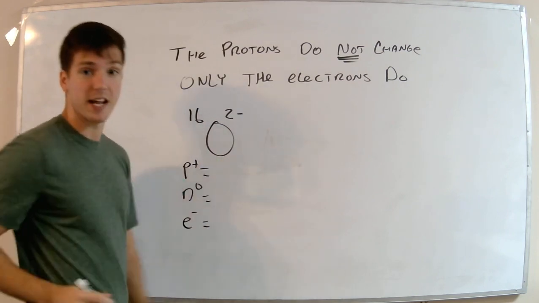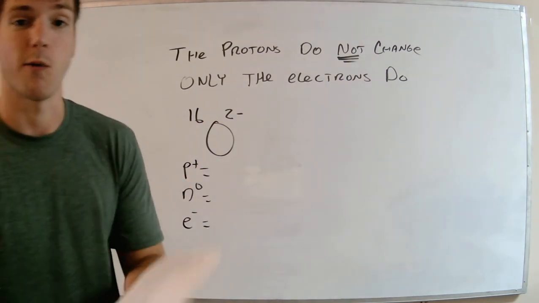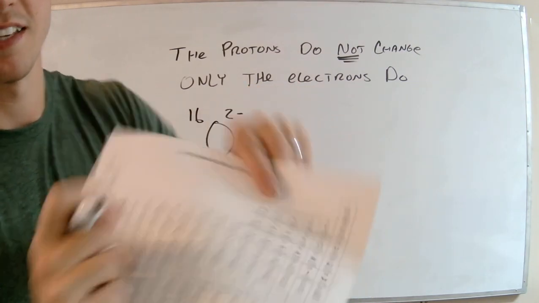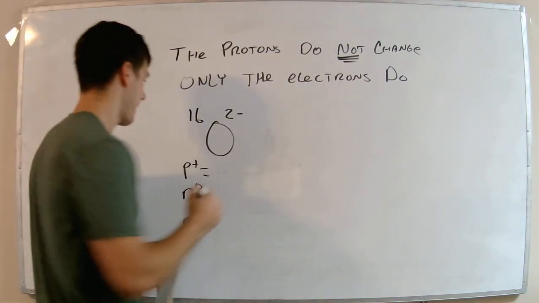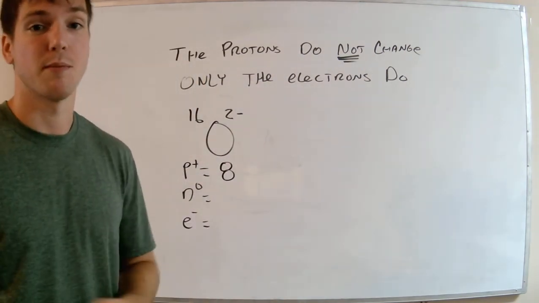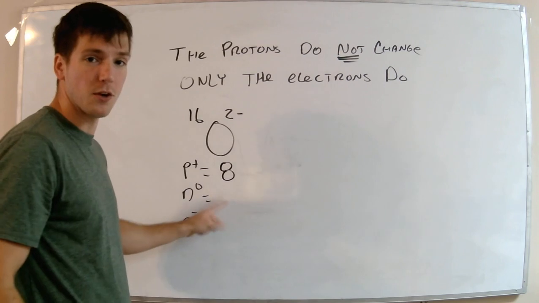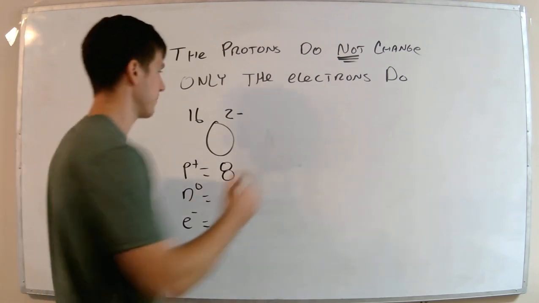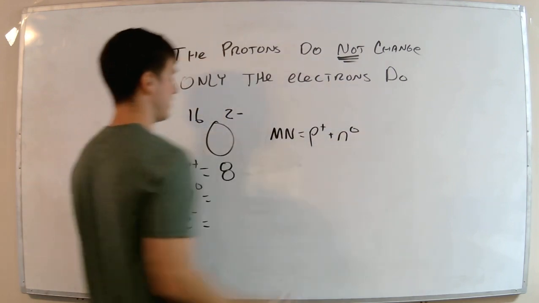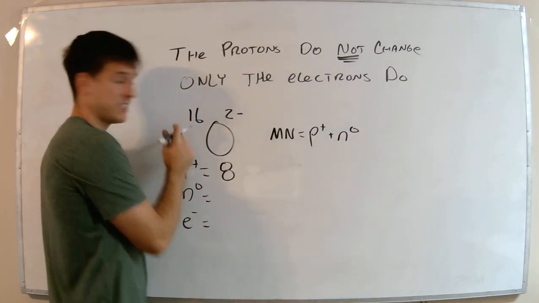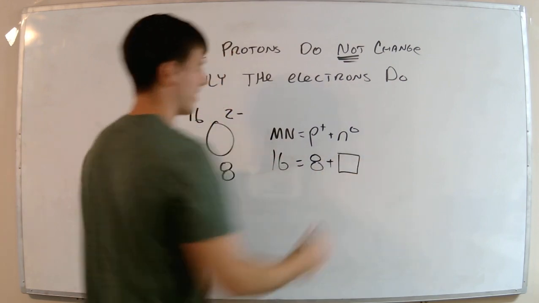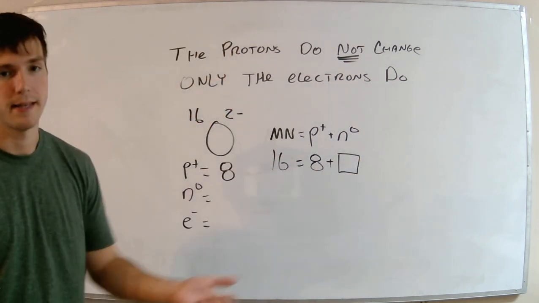And I look at my periodic table for the protons. I look at oxygen, and right above it is the number 8, okay? That means I have 8 protons. Neutrons, we figure out from the mass number. Mass number equals protons plus neutrons again. Our mass number is 16. Protons are 8. So our neutrons must be 8.